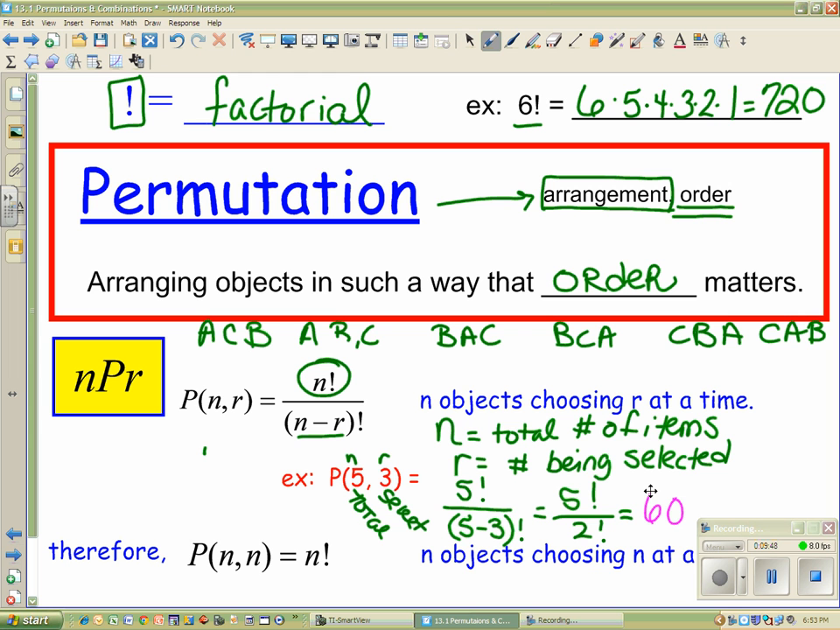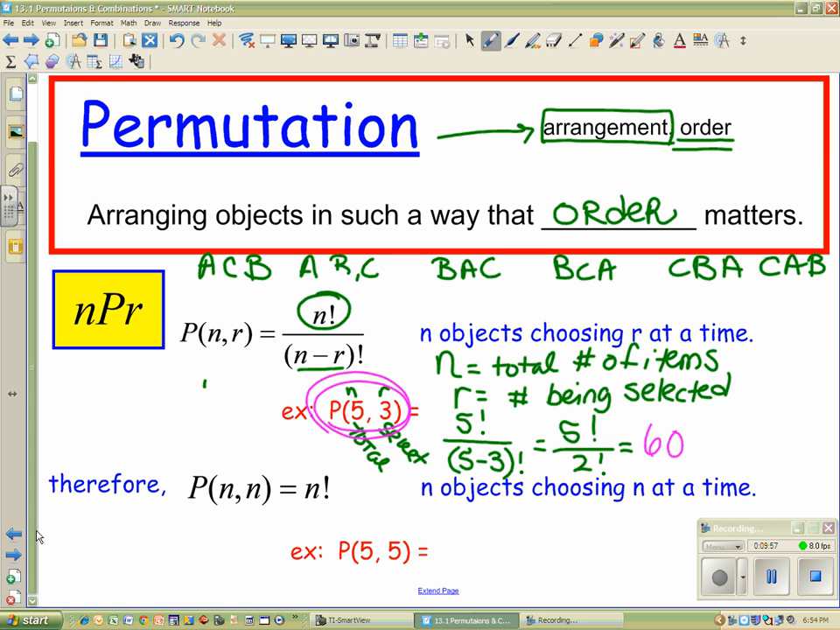So really what I was keying on was this information right there: 5 choosing 3. If I had simply n things and I wanted to choose all of them, the calculation would turn out to be just n factorial.